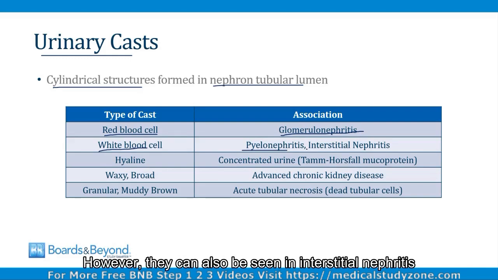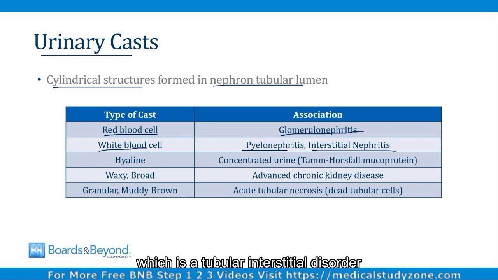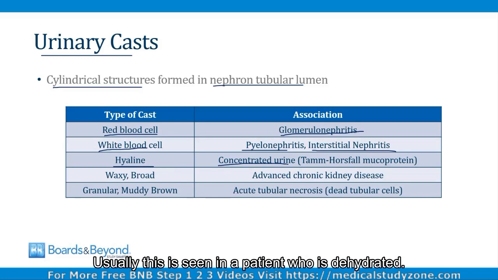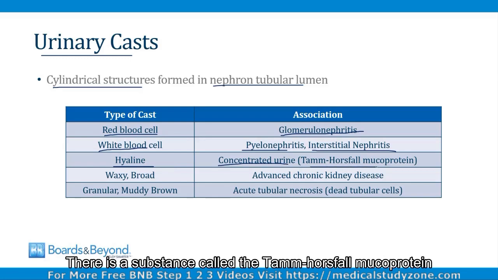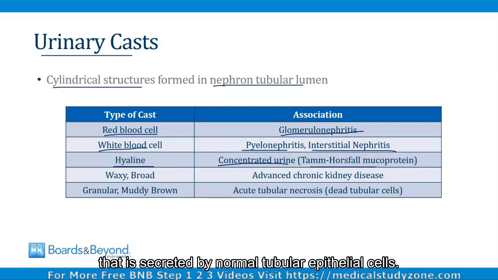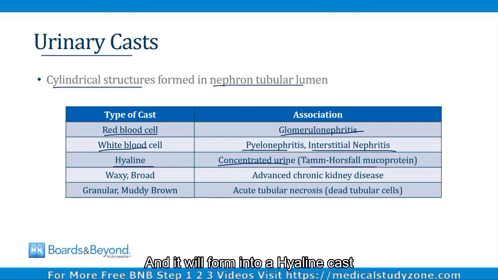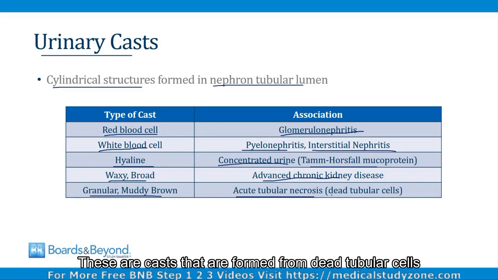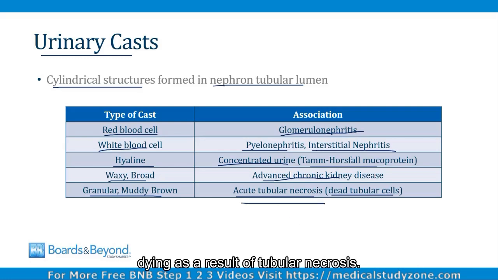However, they can also be seen in interstitial nephritis, which is a tubulointerstitial disorder that I talk about in another video. Hyaline casts are seen anytime the urine is concentrated. Usually this is seen in a patient who is dehydrated. There is a substance called the Tamm-Horsfall mucoprotein that is secreted by normal tubular epithelial cells, and it will form into a hyaline cast when the patient is volume depleted and the urine is concentrated. Waxy and broad casts are classically seen in advanced chronic kidney disease. And finally, granular or muddy brown casts are what you see in acute tubular necrosis. These are casts that are formed from dead tubular cells dying as a result of tubular necrosis.